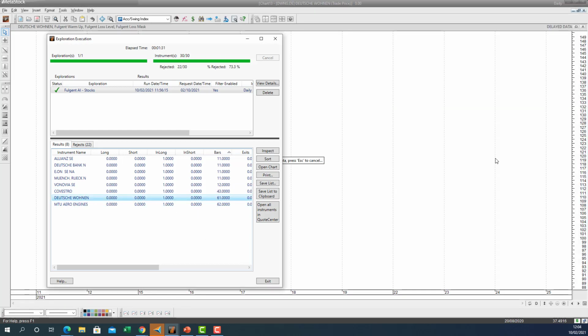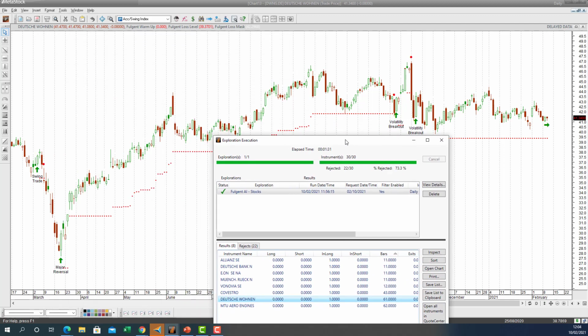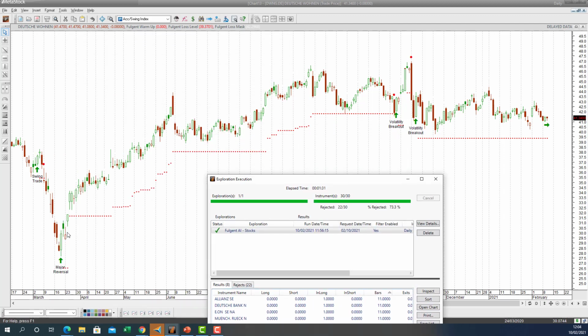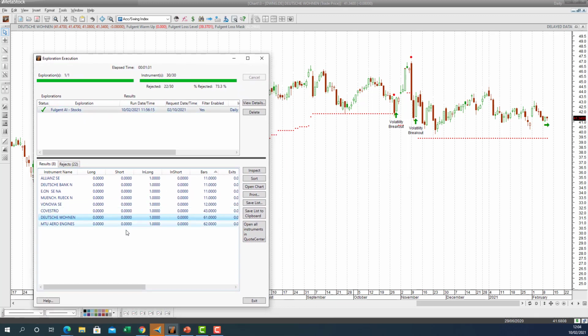Deutsche Wohnen. So we can see this one also sideways consolidation, volatility breakout. This trade is 61 days old, so it's quite an old trade, but nevertheless did capture some major moves. Major market reversal here back in April, March, and May, huge move. Now it's giving a secondary signal in and around these levels.